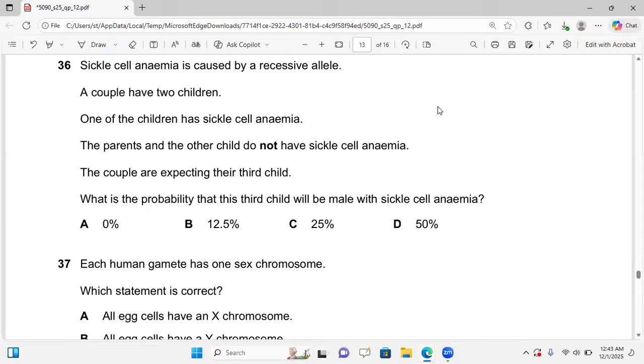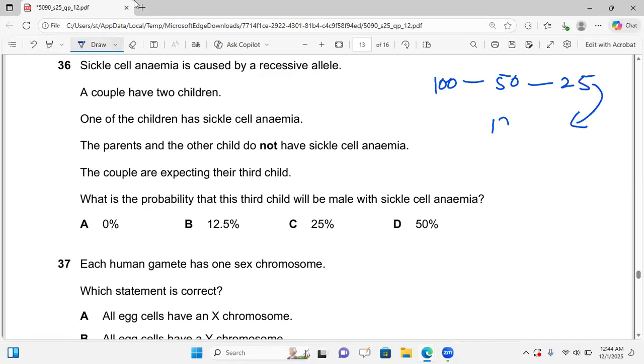So for this one, if we go for a Punnett square properly, then we can say it is like 100 to 50, 50 to 25%. 25% is already being taken. Like the first child 100 to 50% and the second child is 25%. Now the third child is coming, that will have 12.5% as its percentage. You can also draw a Punnett square over there.